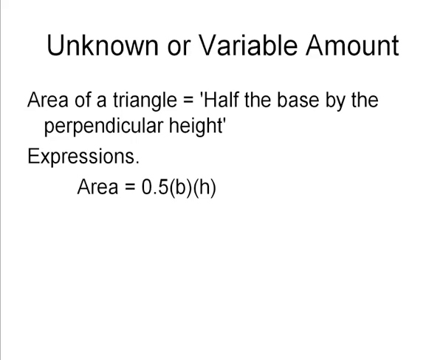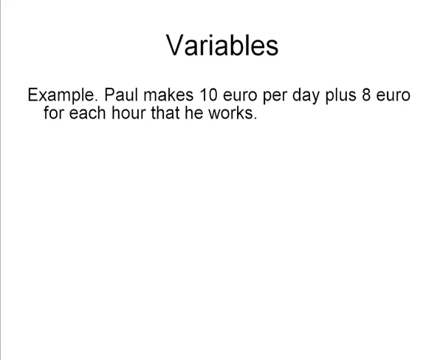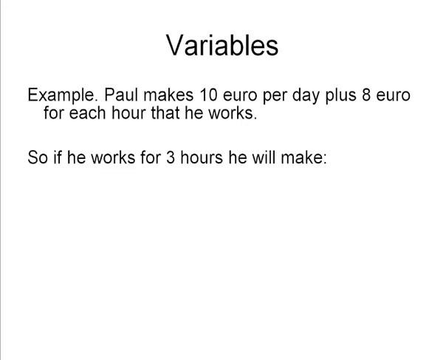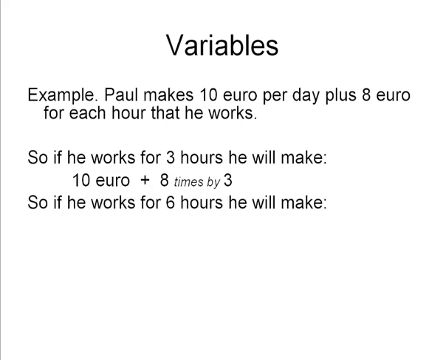But let's have a look at why we're talking about variable amounts. So variables, let's have a look at an example. Let's say Paul makes €10 per day plus an additional €8 for every hour that he works. So if he works for 3 hours, he will make €10 plus €8 per hour times by 3 hours, so €10 plus 8 times by 3. If he works for 6 hours, he'll make €10 plus 8 times by 6.